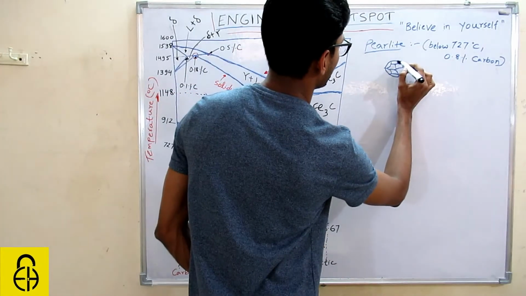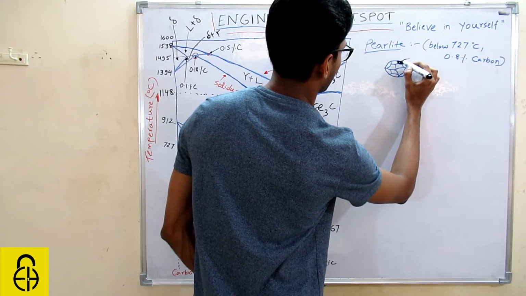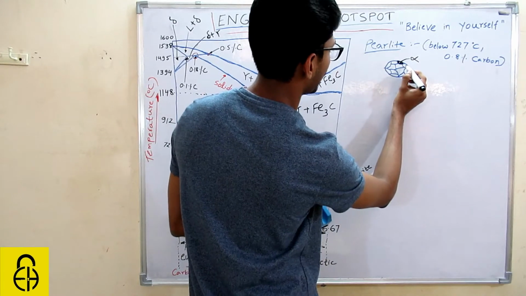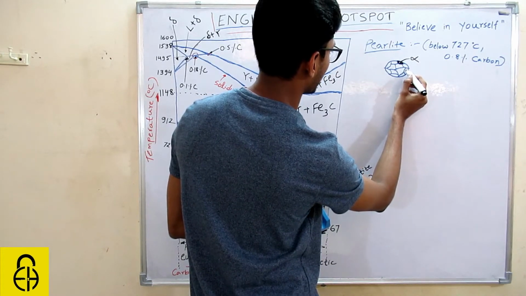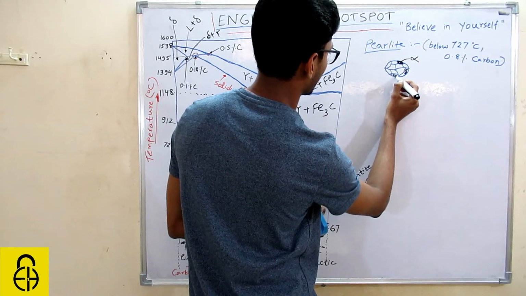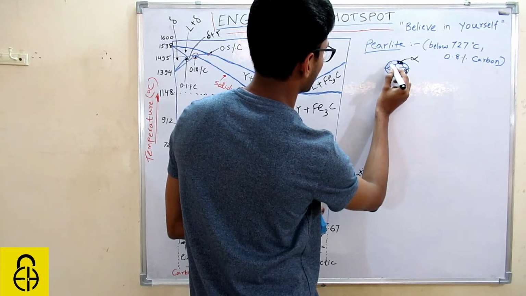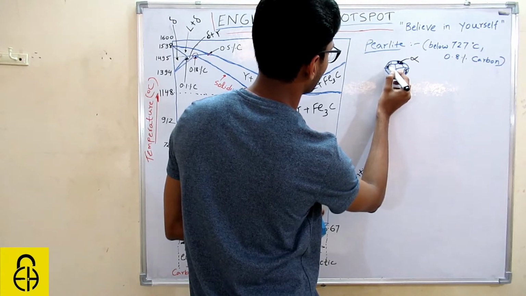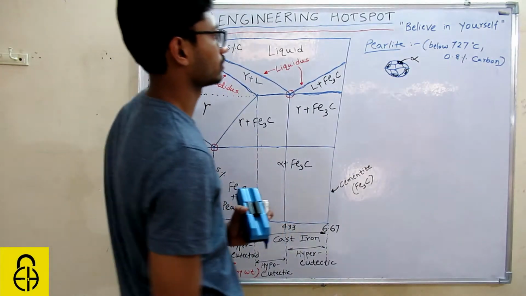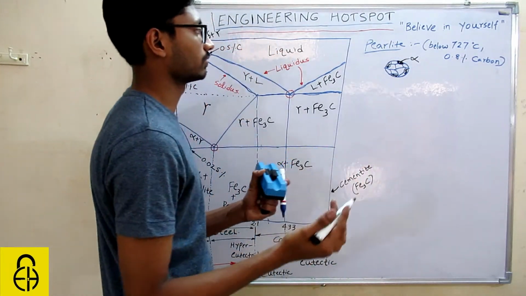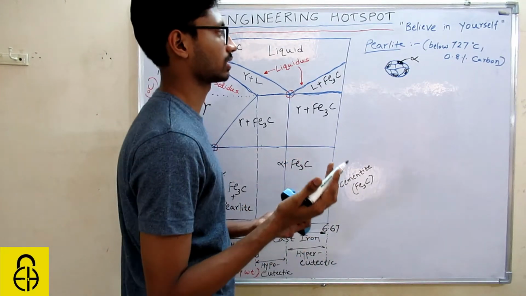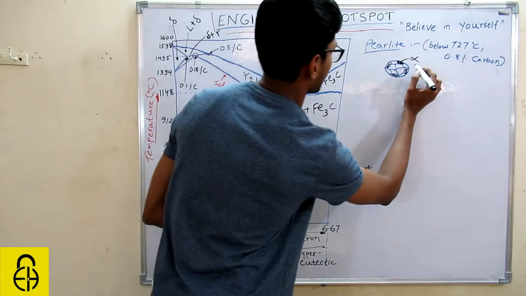Suppose I am treating this as alpha. Okay, alpha means ferrite iron. Suppose this is Fe3C. Then again we have alpha. Then this is again Fe3C. Then again alpha. Then again Fe3C. Again alpha. Like that, in that sequence, this is called perlite. Just a simple microstructure, what we can say.